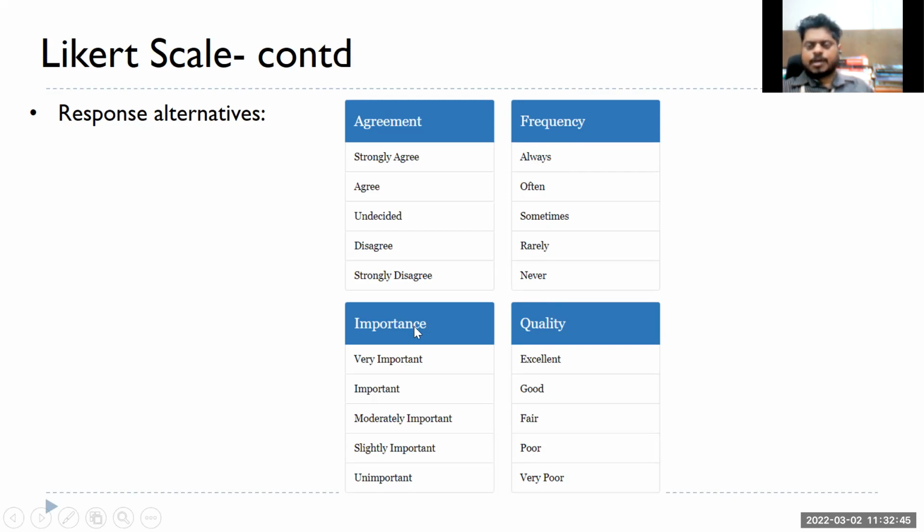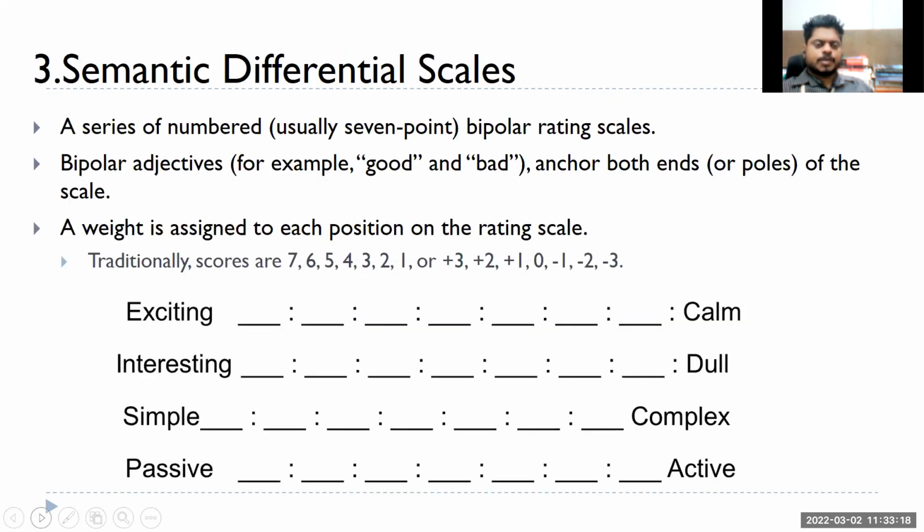Importance. How important is a company's brand whenever you are selecting a placement company? Not important, very important. Scale of 1 to 5. Quality. Whenever you are selecting a restaurant to go to, how does food quality matter to you? Very poor, excellent. Or if you rate your mobile phone in terms of product quality, how will you rate that? Very poor to excellent, right? Same type of Likert scale, but we are using it for different phenomena that we are measuring.